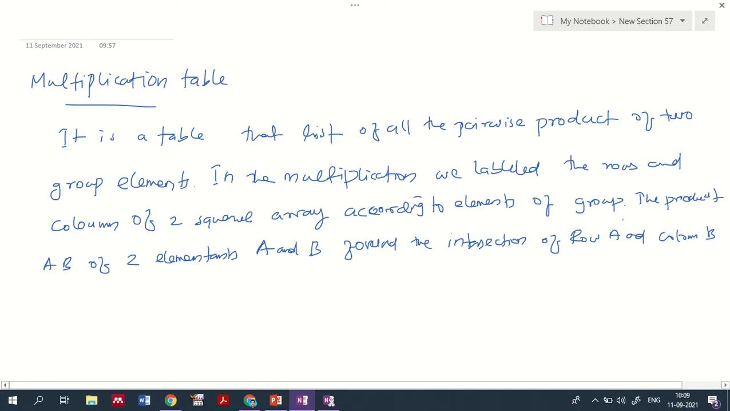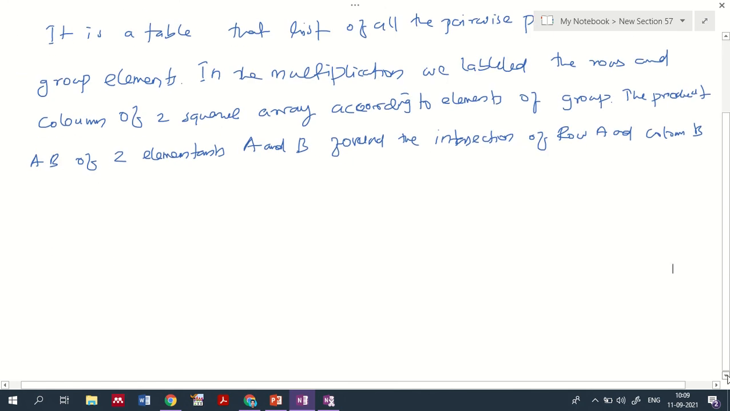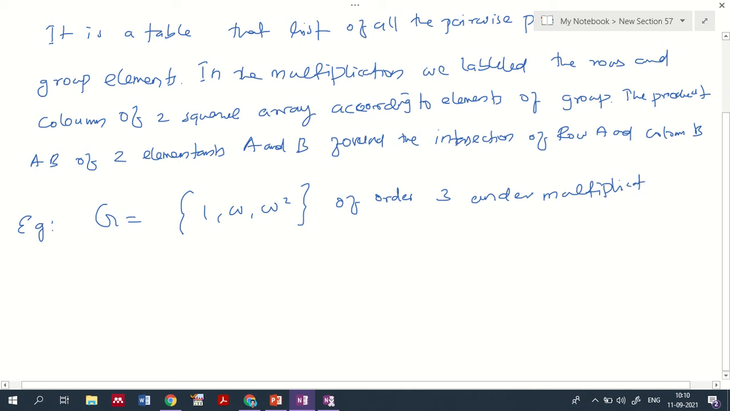We can represent this using the example I gave in the last class, about omega. Here G equals {1, omega, omega square}, of order 3, because it has 3 elements, and the number of elements is the order of the group, under multiplication. The group multiplication table corresponding to this can be represented like this.